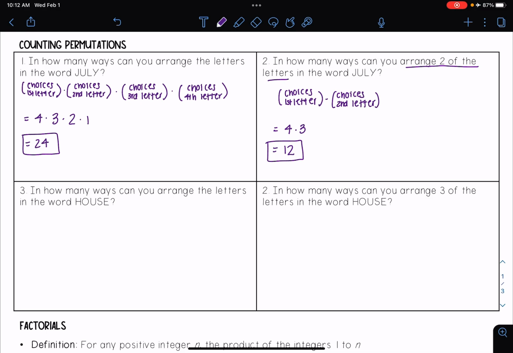Okay, now let's look at 2 more. Number 3 says, in how many ways can you arrange the letters in the word house? Well, now I have 5 letters. So for my first option, I have 5 letters I can choose from, and then 4, 3, 2, and then 1. And when I multiply that out, 5 times 4, I get 20, 20 times 3, I get 60, 60 times 2, I get 120.